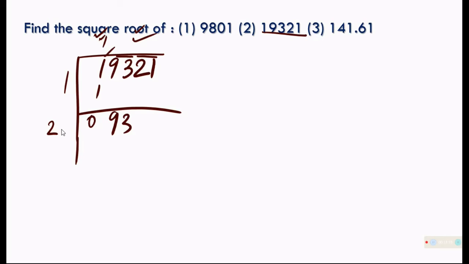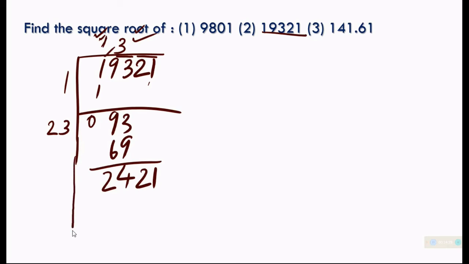If I put 4: 4 2s are 8 plus 1 is 96, which is too much, so 3 will go. 3 3s are 9, 3 2s are 6, right? 3 3s are 9, 3 2s are 6. So what happened? 9 plus 4 is 13, 7 plus 2 is 24, balance came. Now we have to bring this down. 21 will come down. Here you have 13. Its double, 26, will come here.